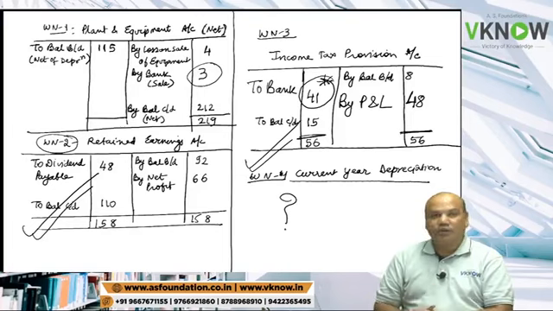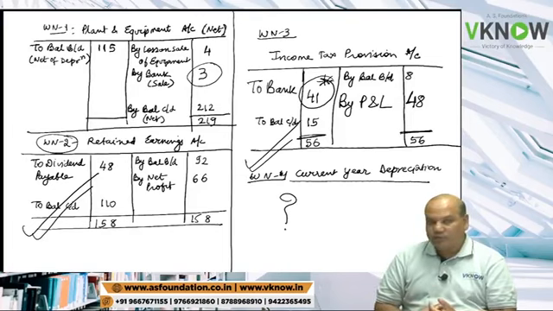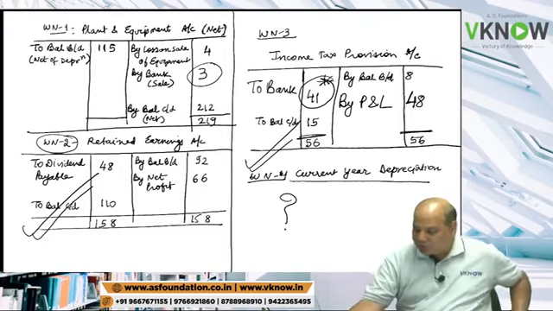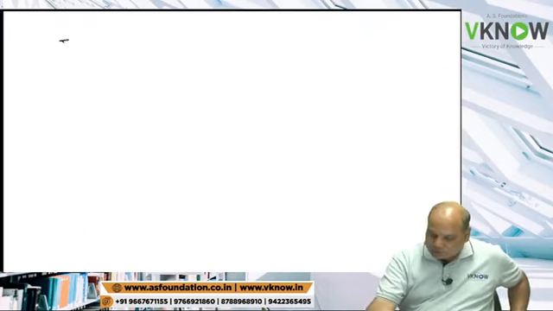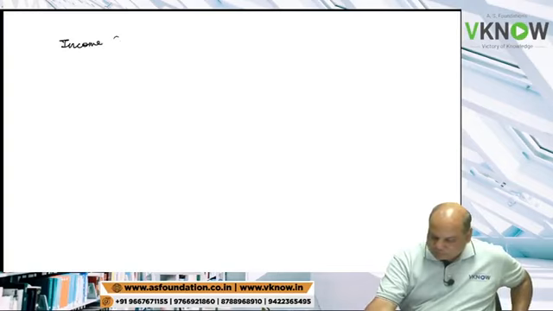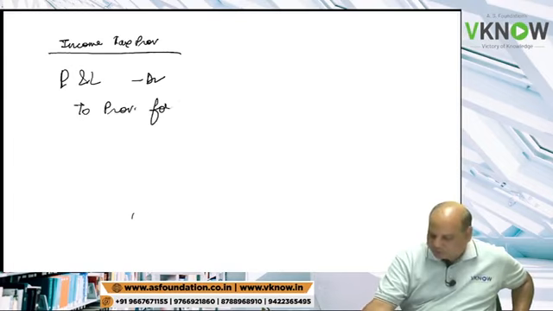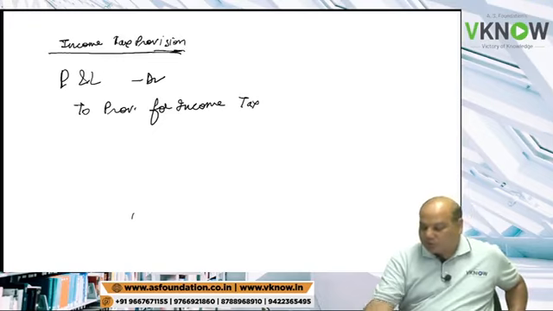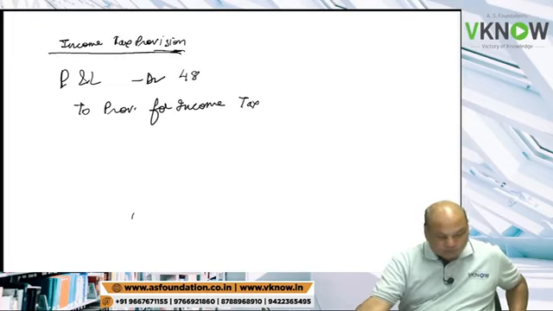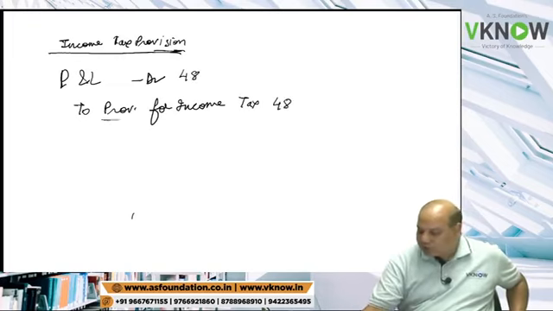Why is the income tax given in the P&L account a provision for tax and not the actual tax? It's very easy, because for income tax provision, the entry we pass is P&L account debit to provision for income tax. This is one query from a student: the entry is P&L account debit 48, to provision for income tax 48.